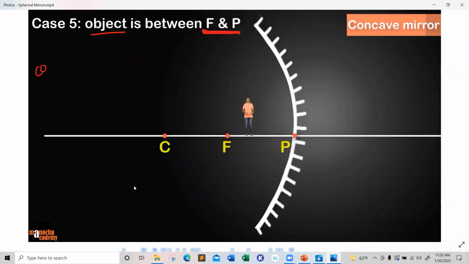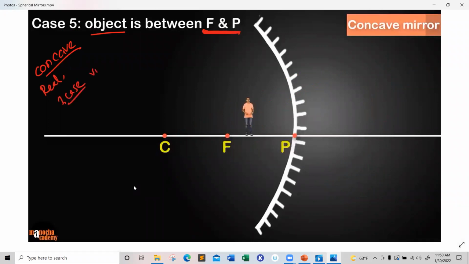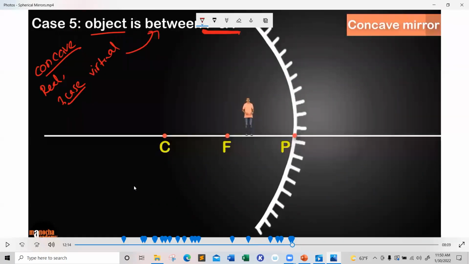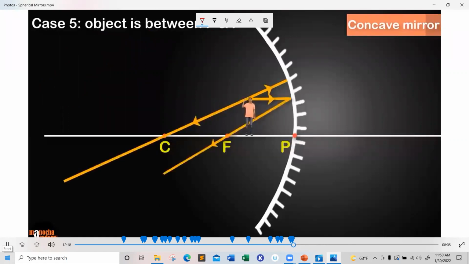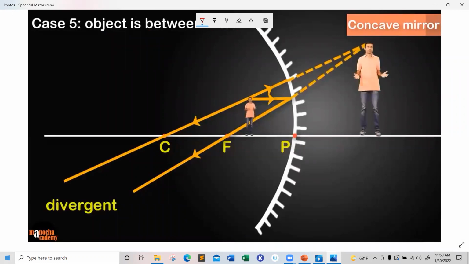So in concave mirror, all the time we are getting real image. Only one case is there when we will get virtual image. What is that case? When the object is between principal focus and pole. Okay? Clear? Use rule 1 and rule 2 to draw the light rays from the top of the object. And as you can see here, the reflected rays are divergent. So let's produce them backwards to obtain our image. Wow! Can you see? I'm magnified here.